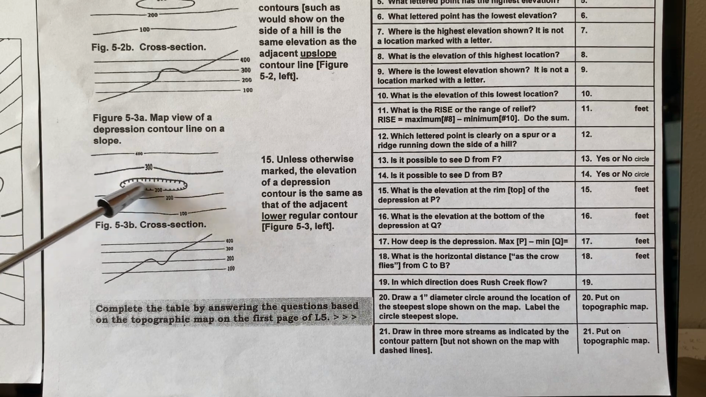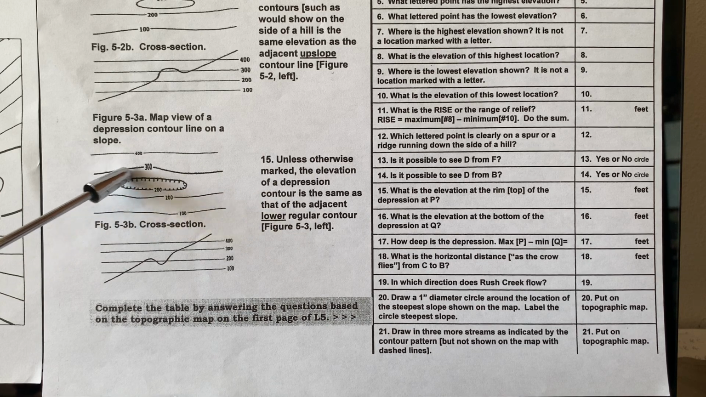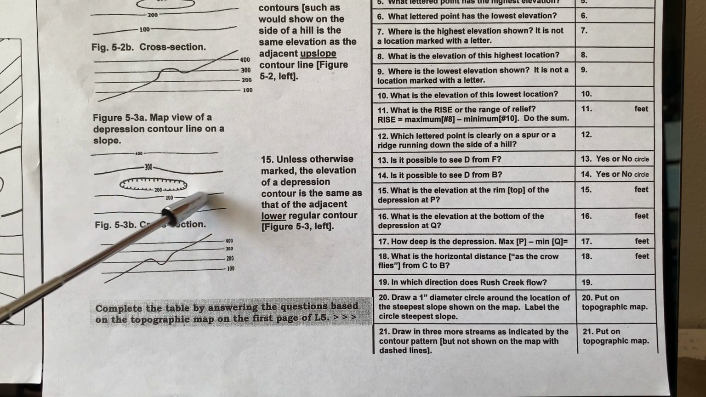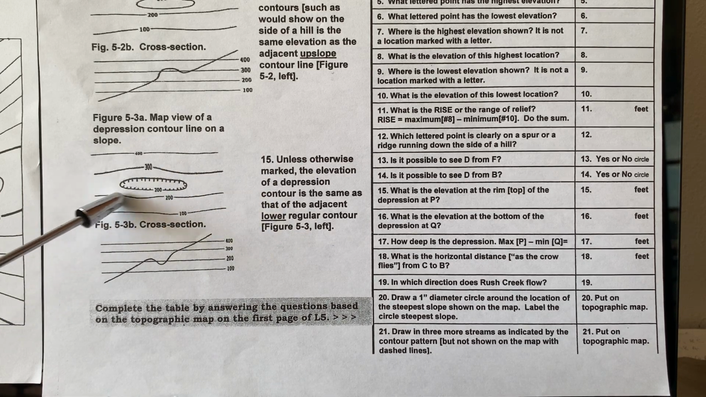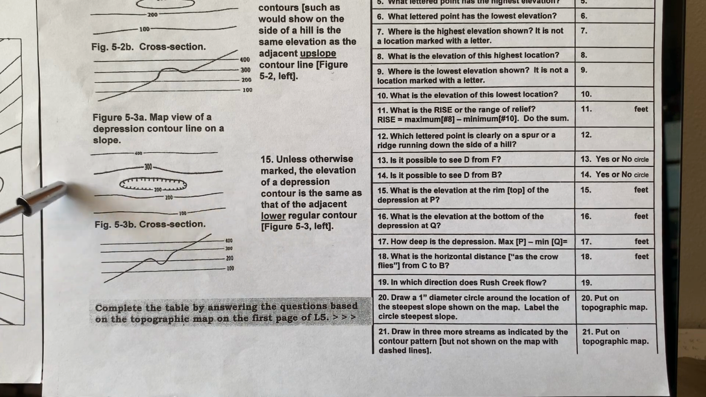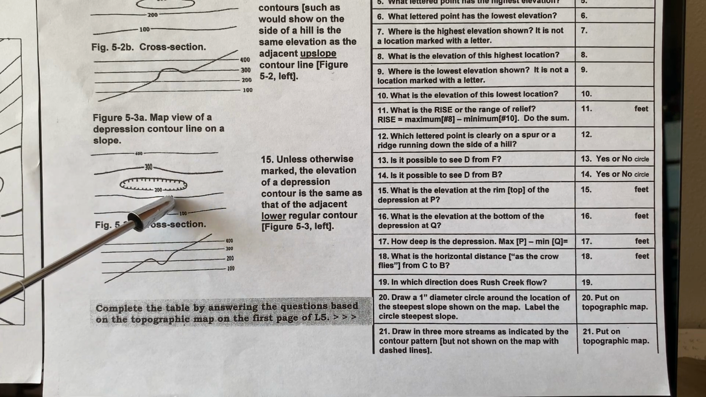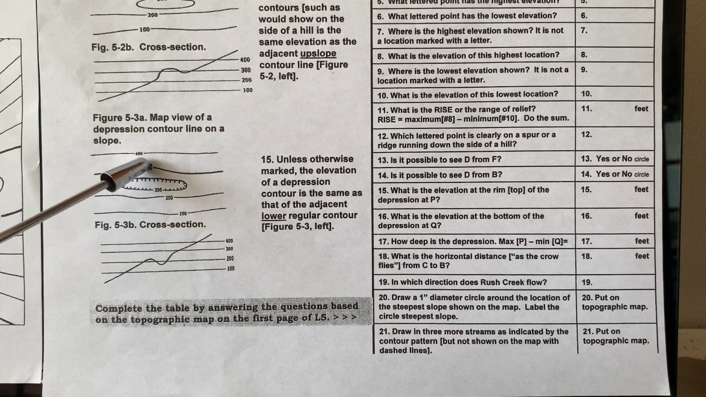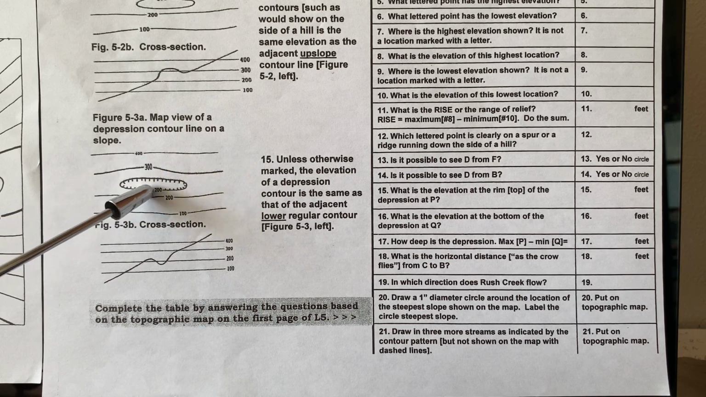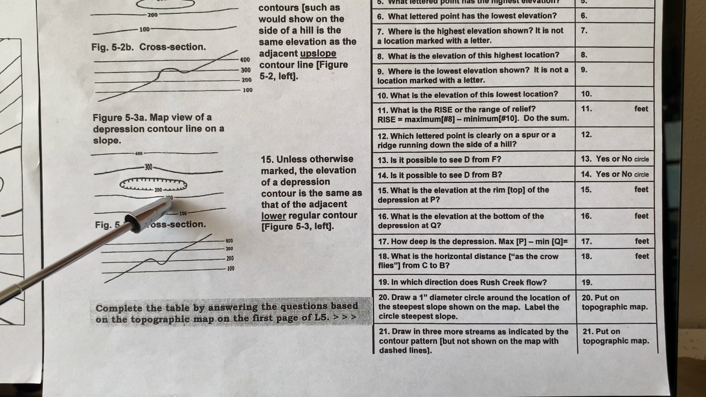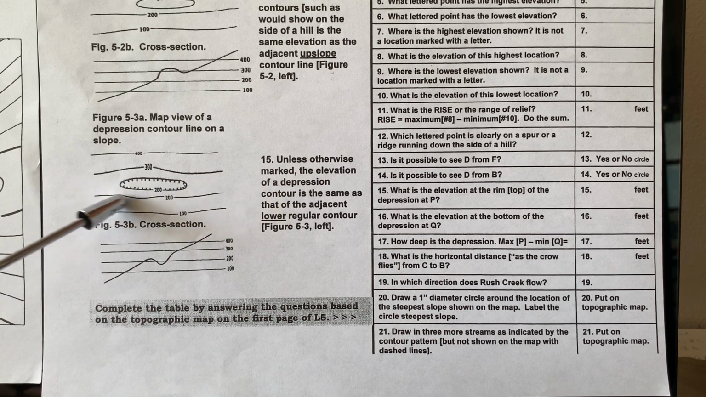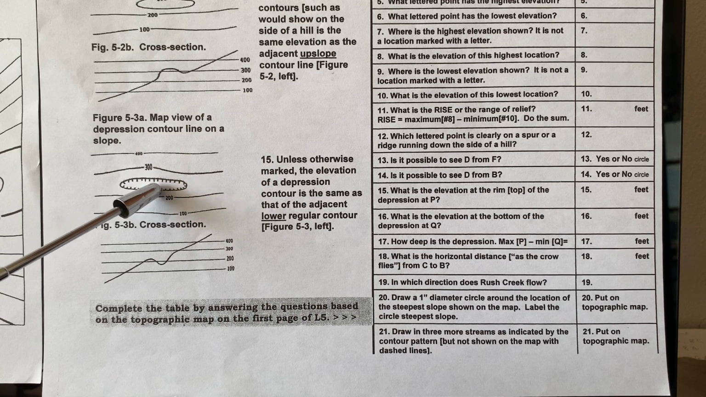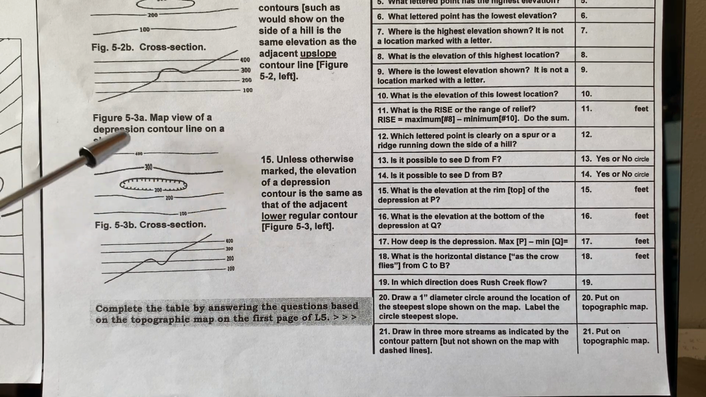So the elevation of this circle will be the same as the first contour line, which is running next to it, and it has a lower number. You see, 200, so the circle is between 300 and 200. The elevation of the circle will be 200. So the first line next to the circle will give you the elevation of the edge of the depression.